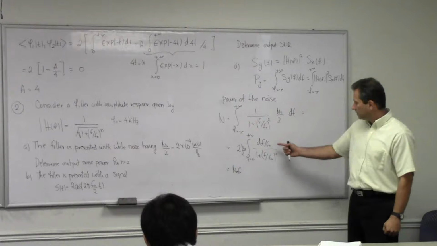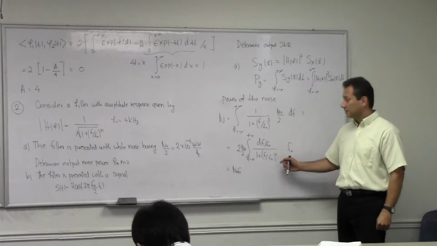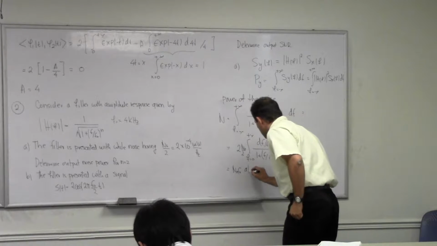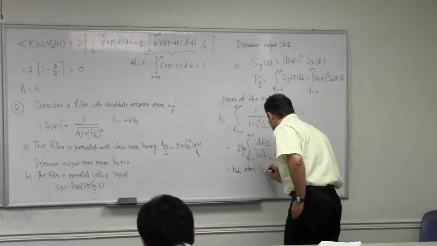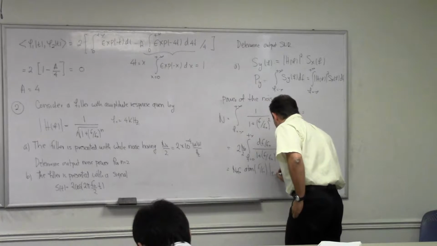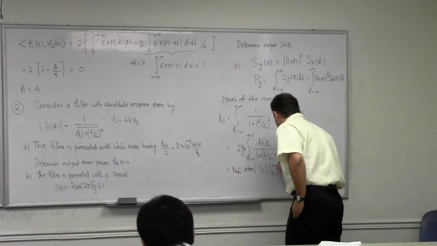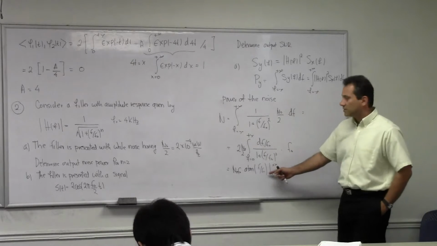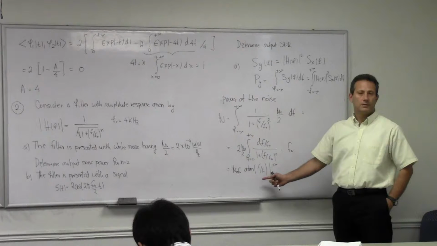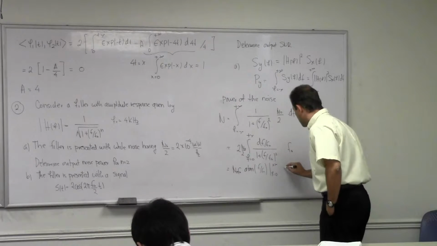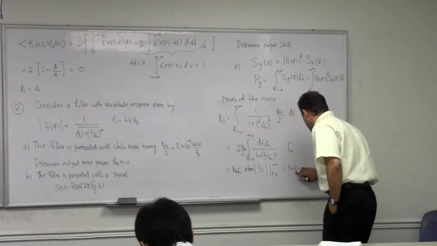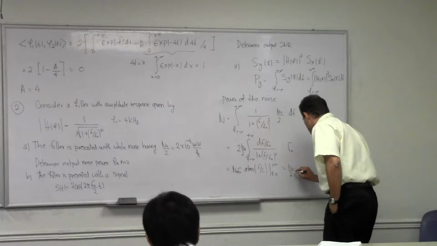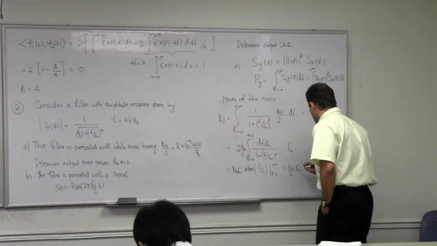And what is the value of this integral? This is arctangent, right? So this is arctangent of f over f0 when f goes from 0 to plus infinity. What is the arctangent of plus infinity? Pi over 2. So this is N0 over 2 times f0 times pi.